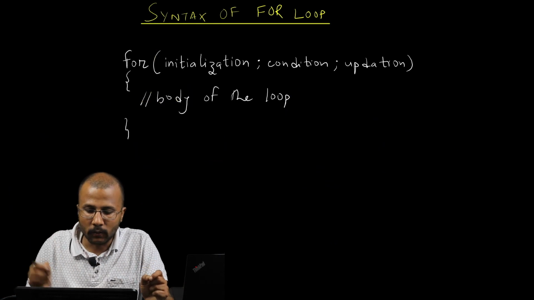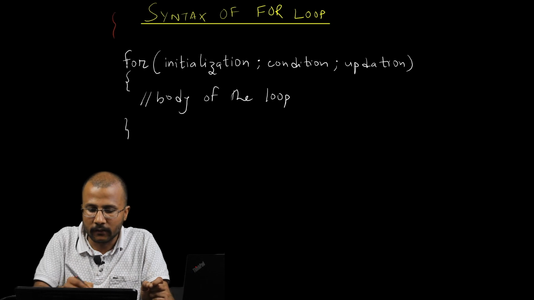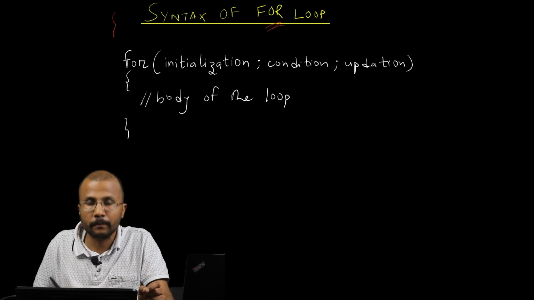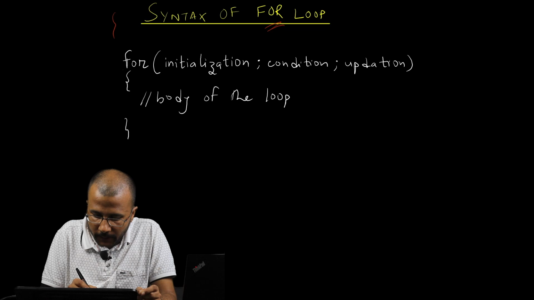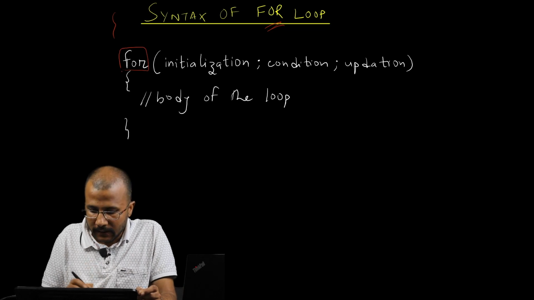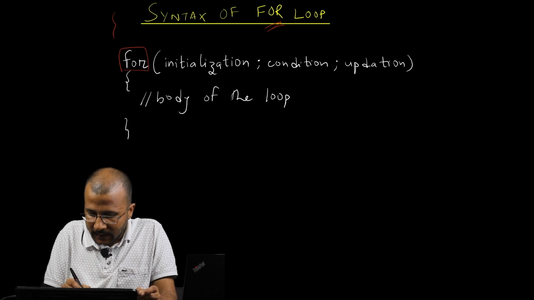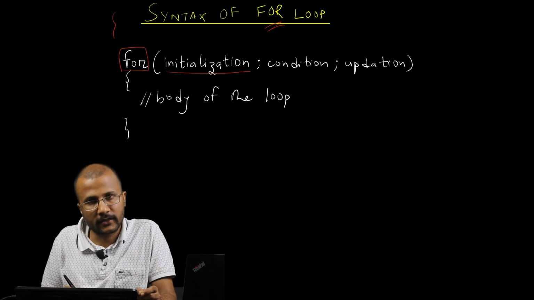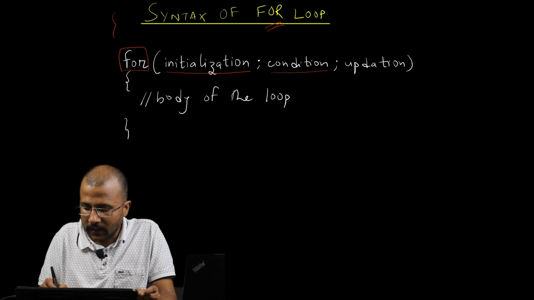Now let's try to summarize the syntax of the for loop. This is the syntax of the for loop. For is the keyword, in small letters. Then you have 3 things inside the parentheses. Open the parenthesis, close it. First is initialization, initialize the variable. Then you have the condition.